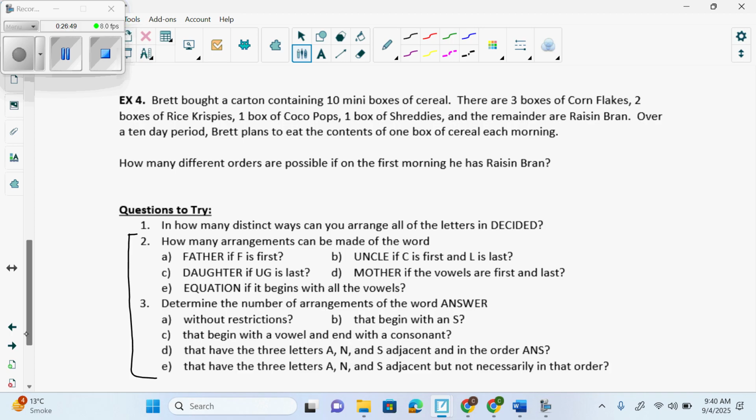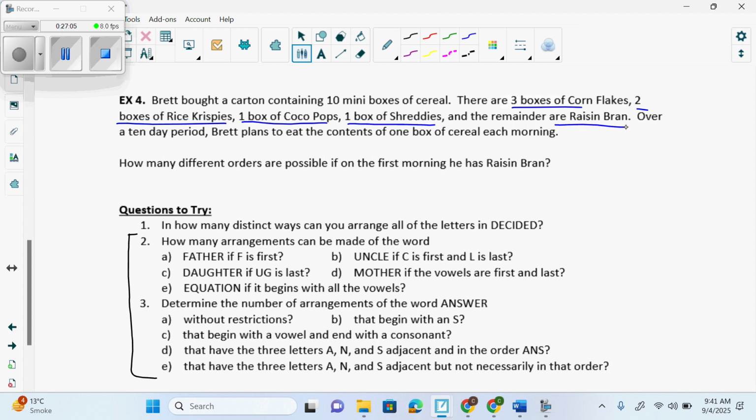Now let's go. Brett bought a carton containing 10 mini boxes of cereal. There were 3 boxes of corn flakes. There were 2 boxes of Rice Krispies. 1 box Cocoa Pops, 1 box Shreddies, and 3 Raisin Bran.